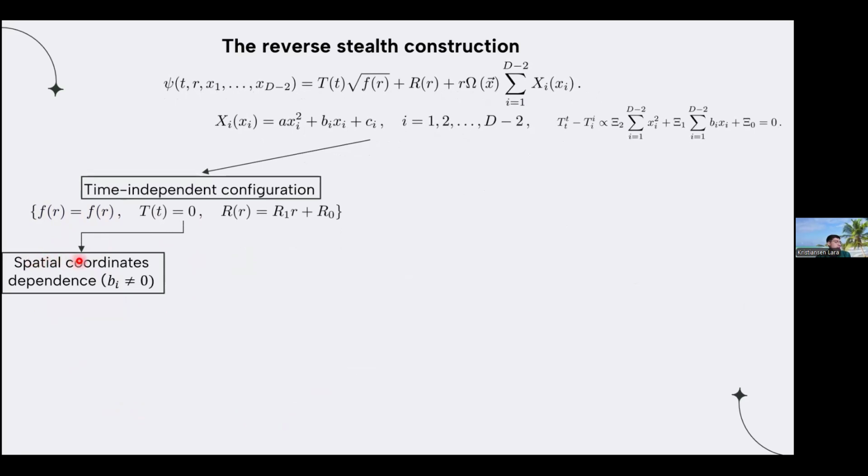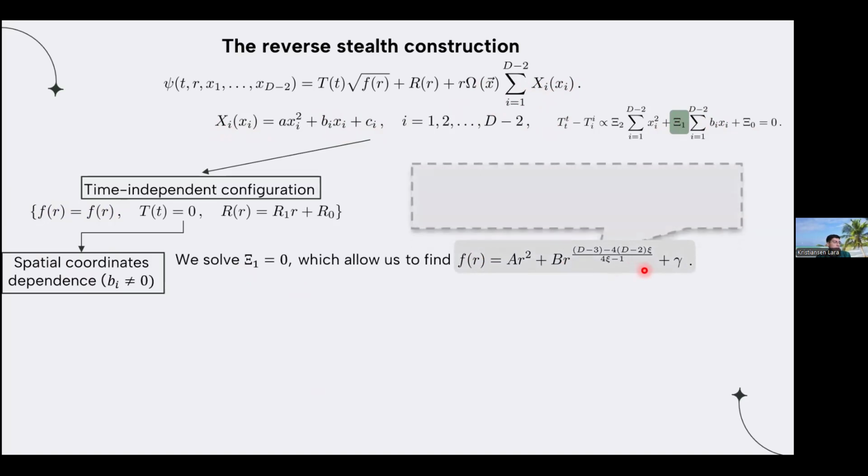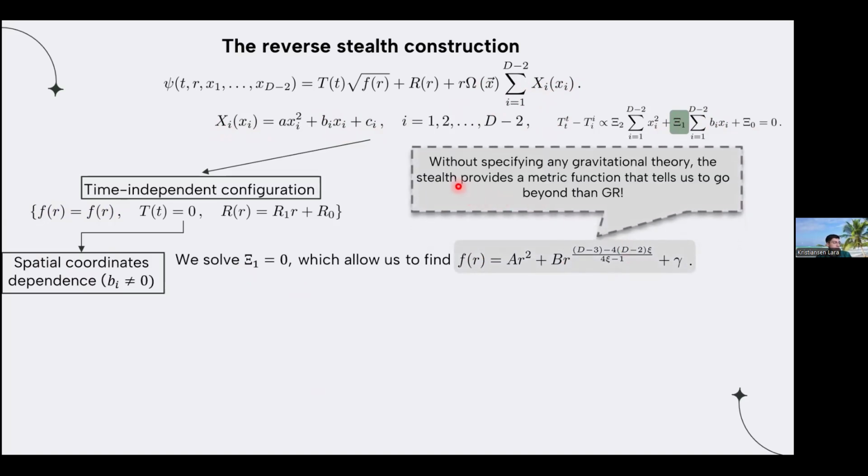So we will consider a branch here, which is spatial coordinate dependent. Notice that here I have this lowercase b. Lowercase b was belonging to this function here, if you got lost. So if b is different than 0, I will have to solve chi1 equals to 0, which allows us to find the following metric function. And let me emphasize this result. Why? Because this metric function is saying to us that without specifying any gravitational theory, the stealth provides a metric function that tells us to go beyond GR. Why? Because of this novel decaying term.